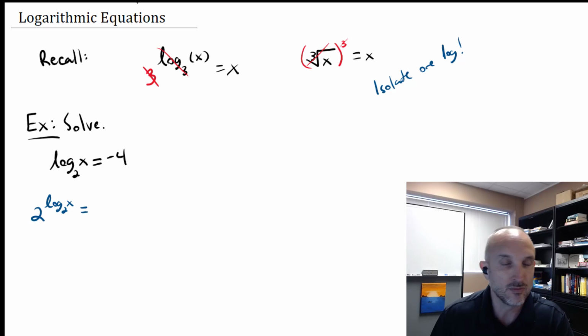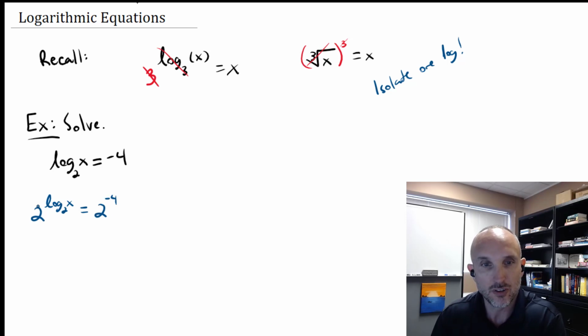But by knowing how to solve equations, we have to keep it balanced by doing a base of 2 on the right side also. So I've got 2 to the power of log base 2 of x equals 2 to the power of -4. And on the left side, we get the cancellation, so we have x. And then 2 to the -4th power, well, 2 to the 4th power is 16, so 2 to the -4th power is 1/16.